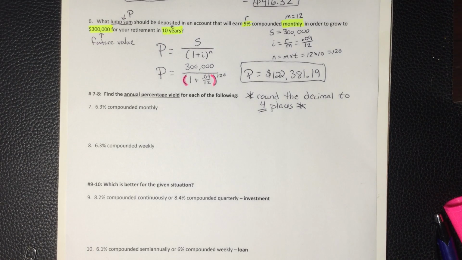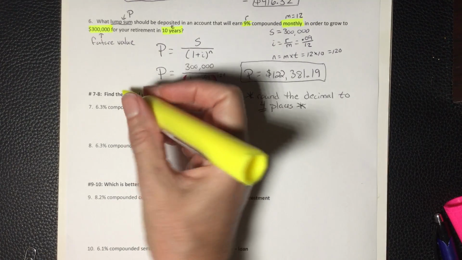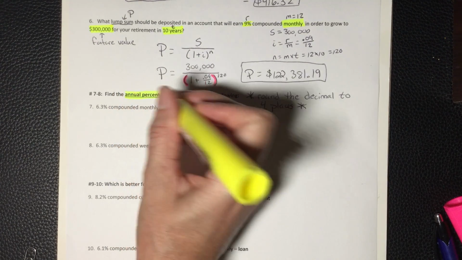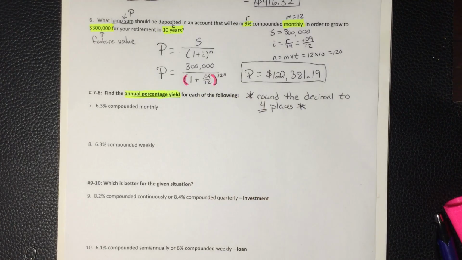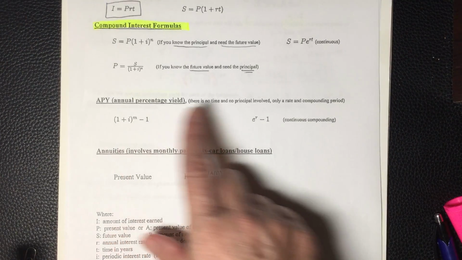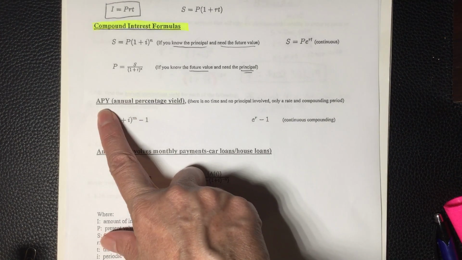Okay, here's our last video for compound interest and APY. In this video, we're going to look at something different. We're going to find annual percentage yield, and this is what your interest rate comes out to be when you consider the compounding periods. On our formula chart, we will be choosing between one of these two here under APY.